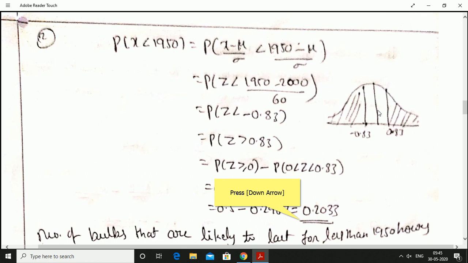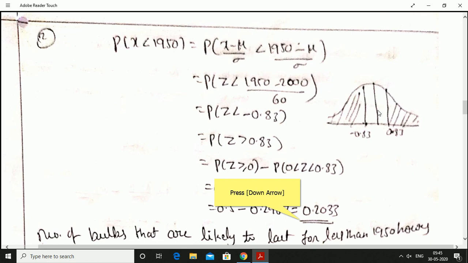Because it is a symmetrical curve, the area from minus infinity to minus 0.83 is the same as the area from 0.83 to infinity, that is probability of Z greater than 0.83. To find this, it is area from 0 to infinity minus area from 0 to 0.83. Area from 0 to infinity is 0.5 minus area from 0 to 0.83, which I have written as A of 0.83.